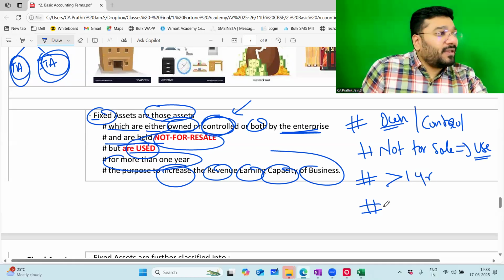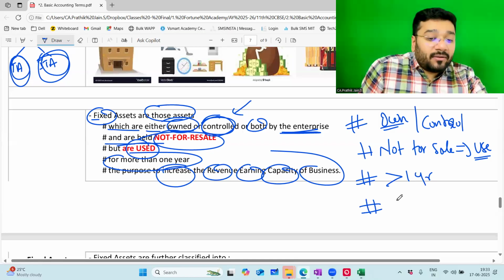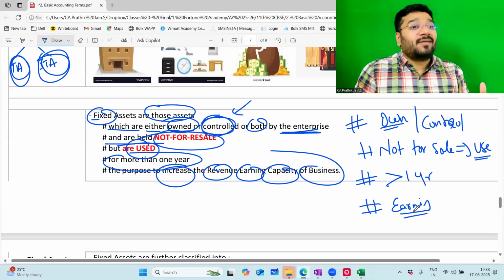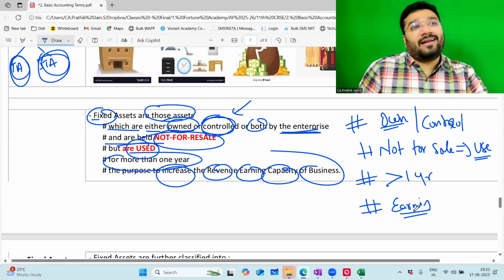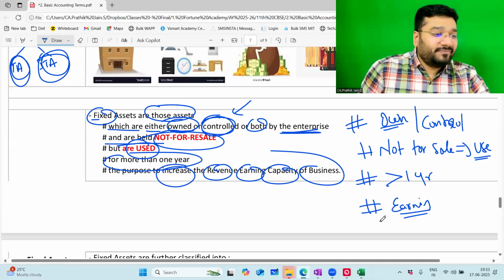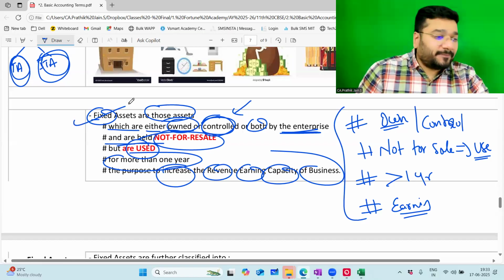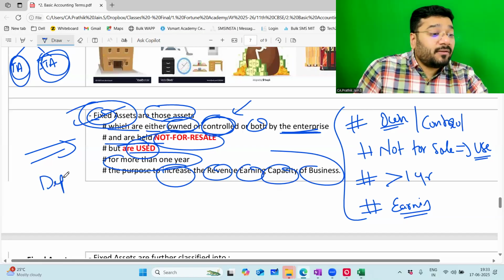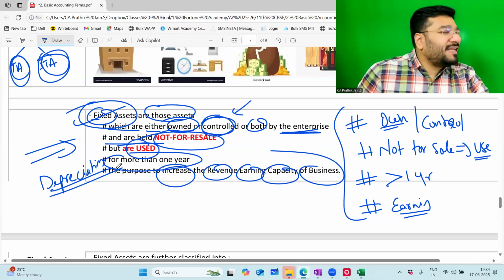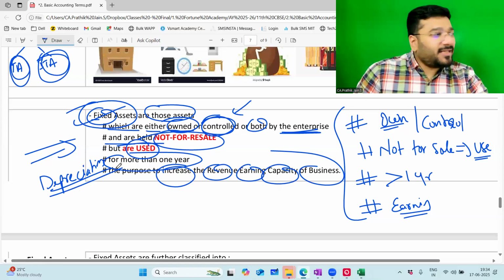Next condition. This should be used in the business for earning. Yes, I'm using this asset, not just for time pass. It should help me to increase my revenue, either directly or indirectly. If all these conditions are satisfied, you call this fixed assets. Any problem? I have a lot to discuss about fixed assets, but I'll discuss it in one topic called depreciation. You'll come across one chapter called depreciation. Killer chapter. Means what? Lovely chapter.